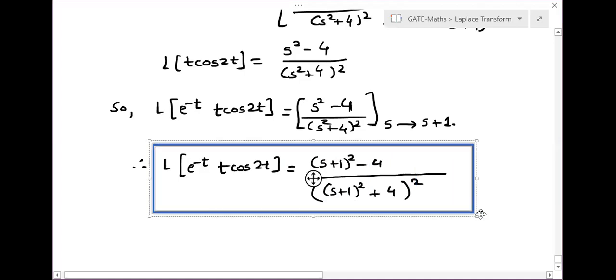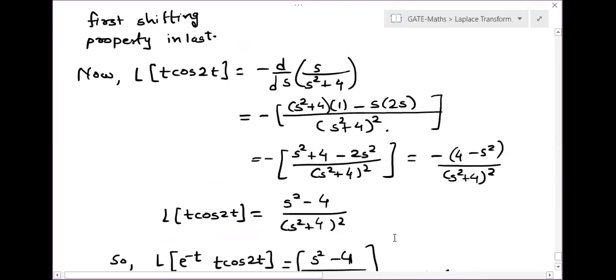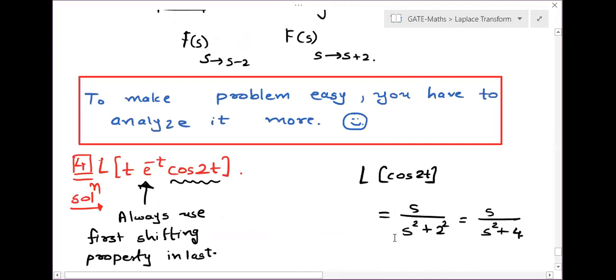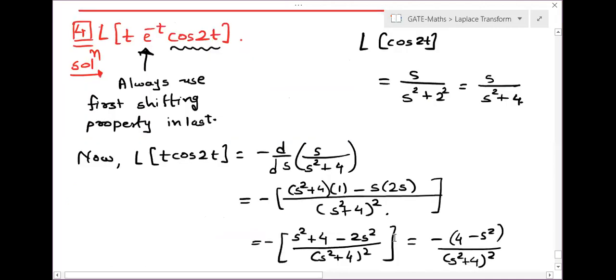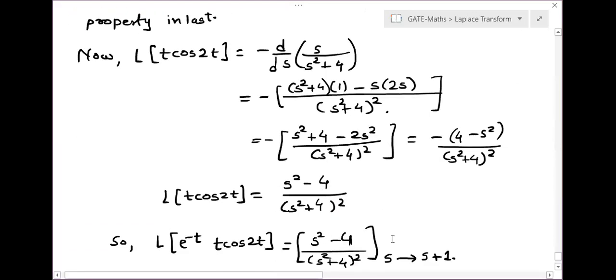Okay, so is it clear, everyone? Always, whenever you have both multiplication of t as well as multiplication of e to the power minus t or e to the power plus at, first you should apply multiplication of t, and the first shifting property should be applied at last. Now let us see the fifth question.